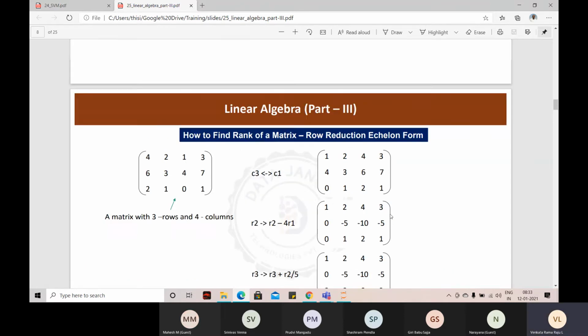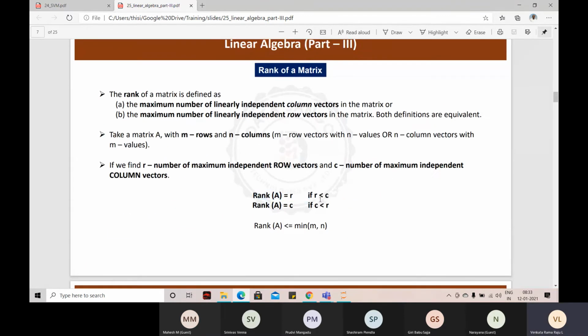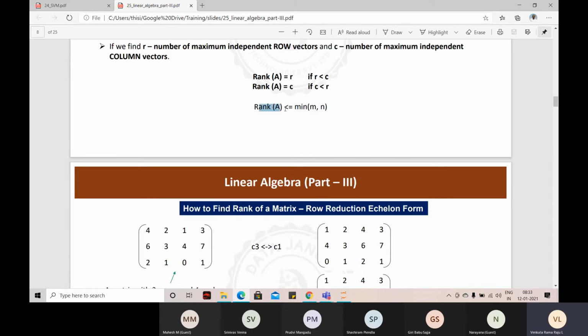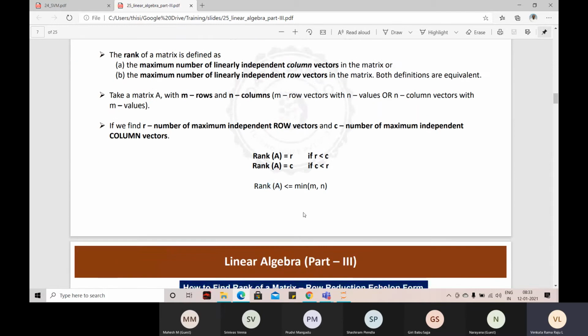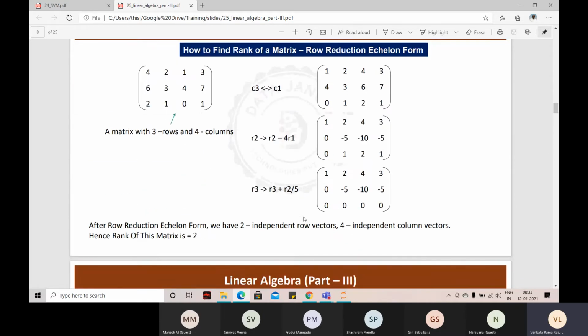Yes, sir. So the same thing I showed. See this here. R is the independent rows, C is the independent columns. If R is less than C, you take R as the rank. If C is less than R, you take C as the rank. And anyway, when you apply row reduction echelon form, it is going to be less than M or N, the minimum, so the rank is going to be that anyway. Simple math it is. Any questions here? This is called row reduction echelon form.